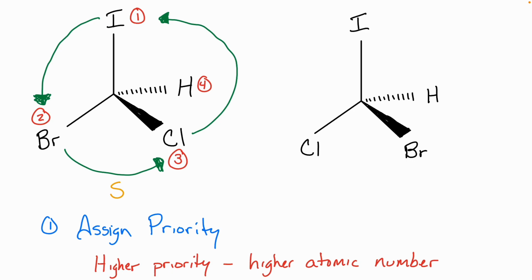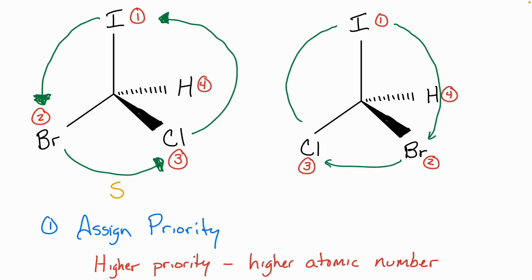And if we look at its mirror image here, again, I'm going to go in and assign priority. Iodine's 1, bromine's 2, chlorine's 3, hydrogen's 4. If I look at its stereoisomer, or its enantiomer, now my arrows are all pointed clockwise, so this would be the R isomer.